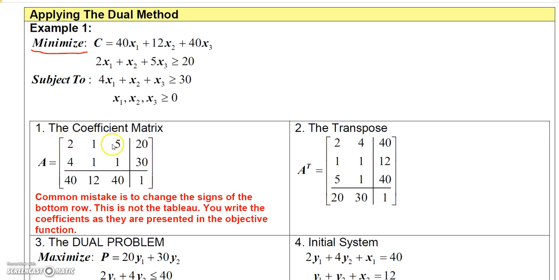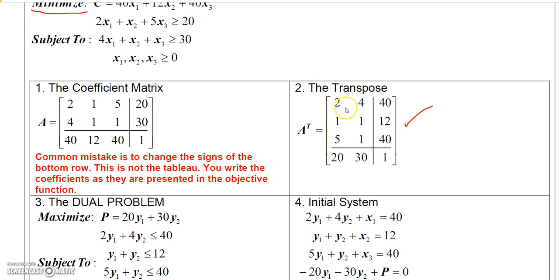Now transpose that, so I'll make the row 2, 1, 5, 20 be the first column, 2, 1, 5, 20. I'll make the next row 4, 1, 1, 30 be the second column, 4, 1, 1, 30. And then the last row, 40, 12, 40, that will be the last column. And so now this is my transpose. And from my transpose, I get the dual.